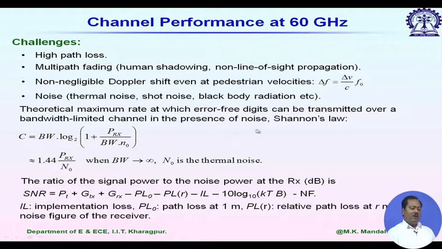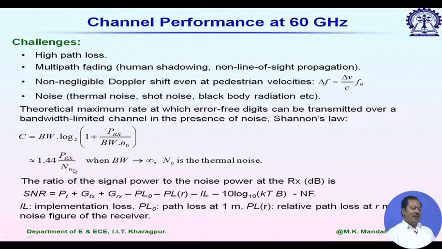Then the theoretical maximum rate at which error free digits can be transmitted over a bandwidth limited channel in the presence of noise is given by Shannon's law. The channel capacity C is equal to the bandwidth of the channel multiplied by log, note that the base is 2, of 1 plus received power P r x divided by bandwidth multiplied by N naught. N naught is the noise per hertz. So, the total received noise is bandwidth multiplied by the small n naught value. Approximately, it is equal to 1.44 times the received power divided by the total received noise power.